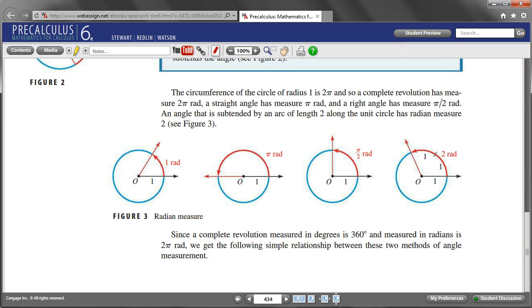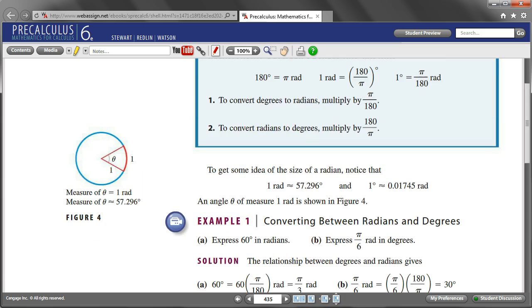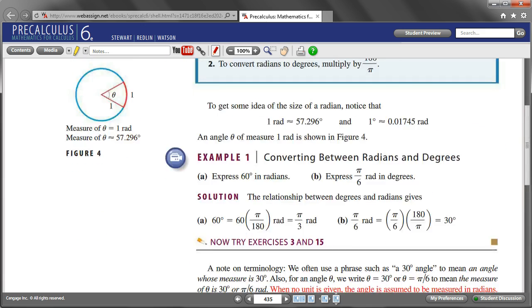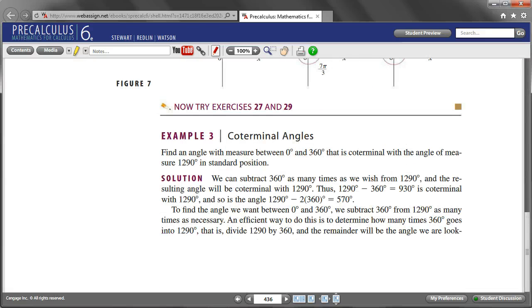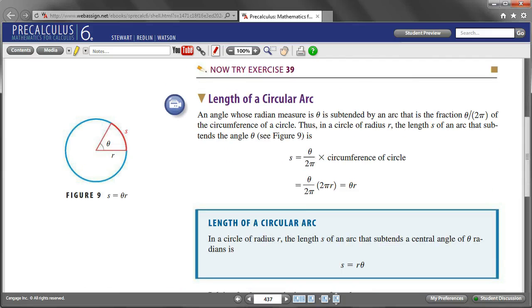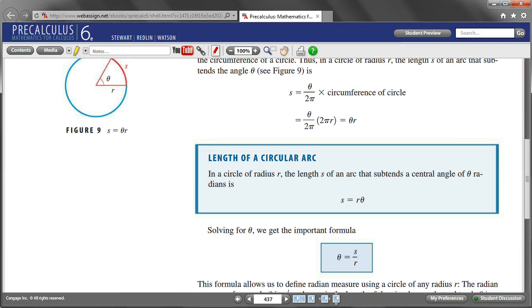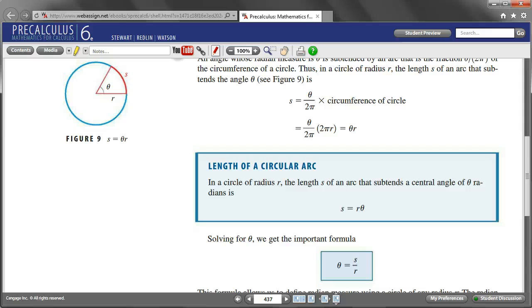And the conclusion is, our textbook author is withholding the conclusion. More and more. Well, here it is. Angle theta is basically S over R. S is the arc length, and R is the radius.